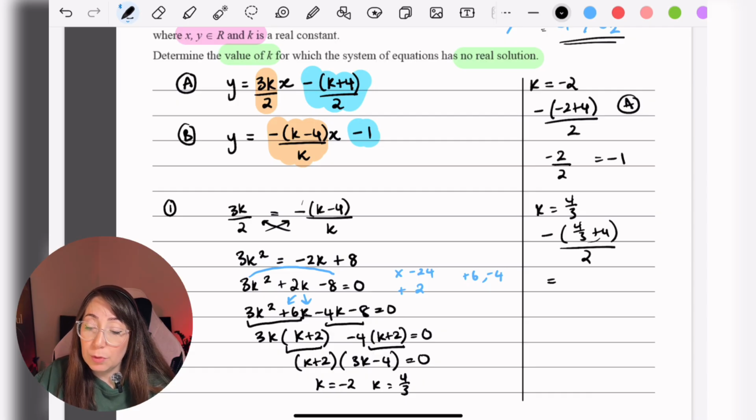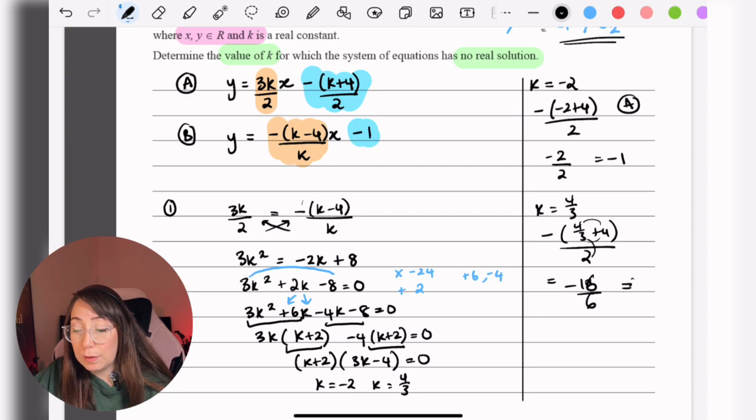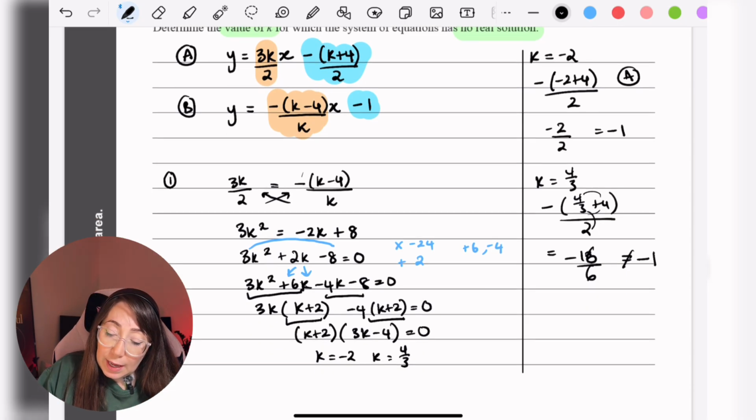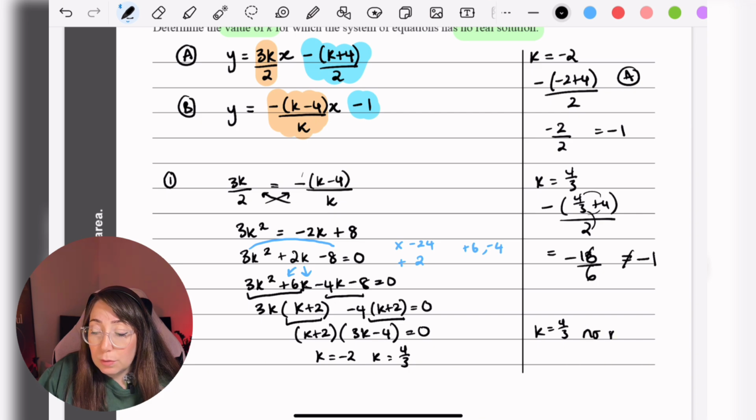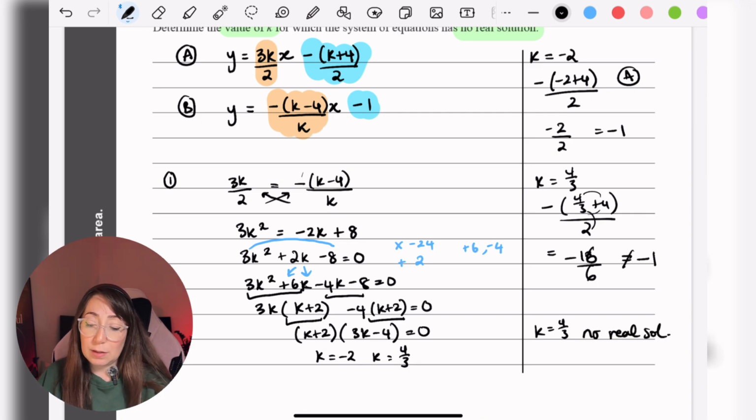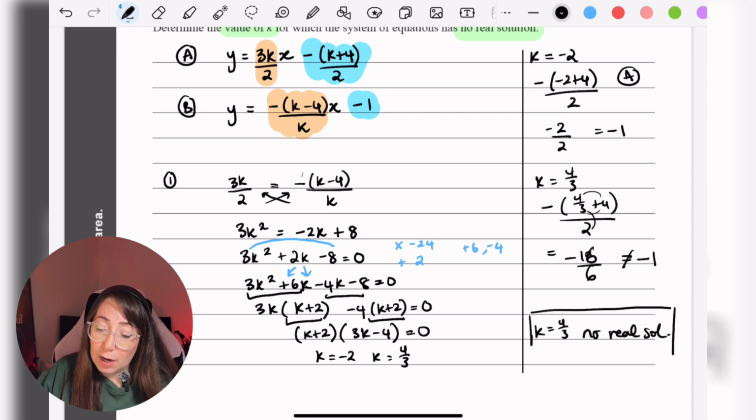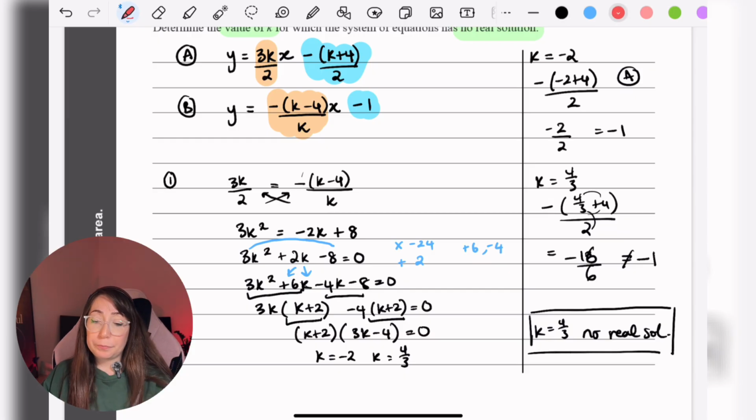So 3 times 4 is 12, plus 4 is 16. And then the 3 and the 2 multiplied will get negative 16 on 6, which very obviously does not equal negative 1. So that leaves us with k equals 4 on 3 will give us no real solutions for our simultaneous equations. And just make sure that your answer is highlighted very clearly like that.